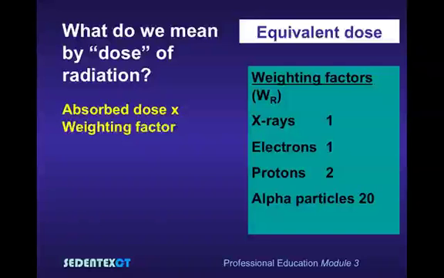This means that weighting factors have been allocated to them according to their potential to cause damage. And we have this second form of dose called equivalent dose, which is the absorbed dose in grays times this weighting factor. This means that our unit of dose changes its name to the sievert, abbreviated to capital S, small v.